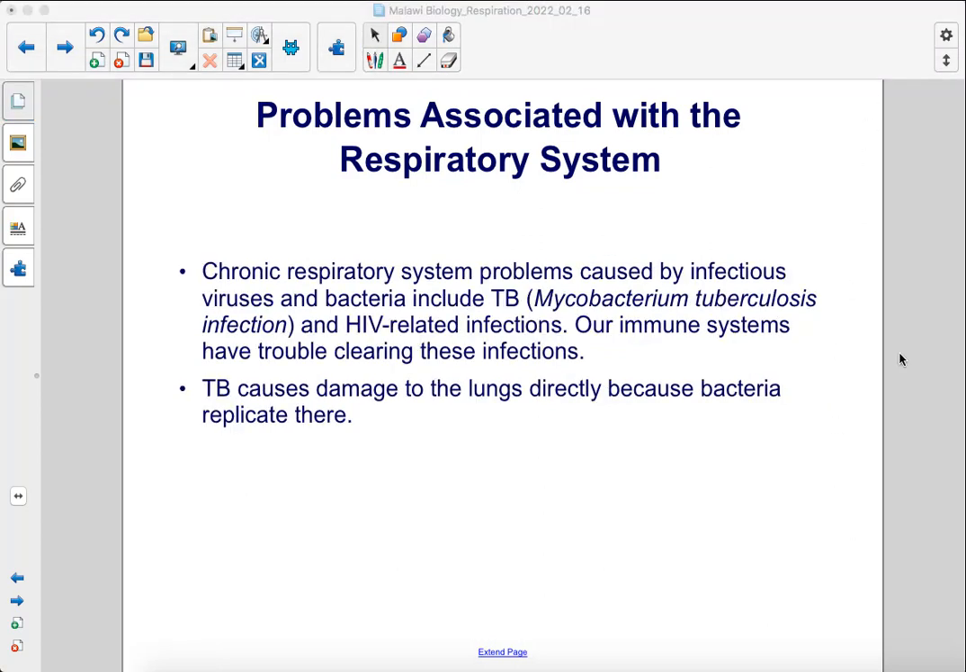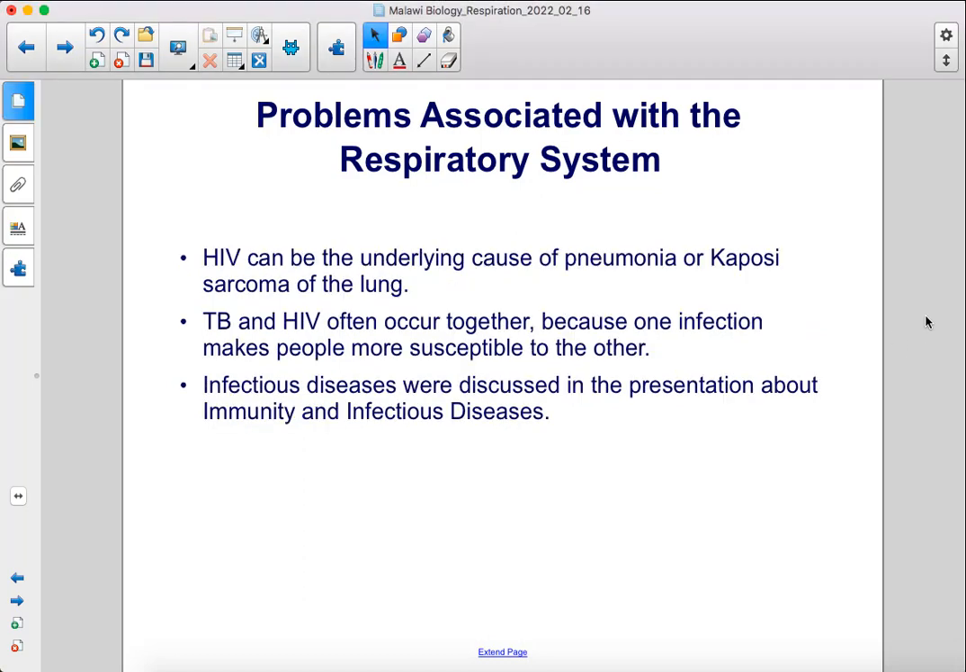Chronic respiratory system problems caused by infectious viruses and bacteria include TB and HIV-related infections. Our immune systems have trouble clearing these infections. TB causes damage to the lungs directly because bacteria replicate there. HIV can be the underlying cause of pneumonia or Kaposi sarcoma of the lung. TB and HIV often occur together because one infection makes people more susceptible to the other. Infectious diseases were discussed in the presentation about immunity and infectious diseases.